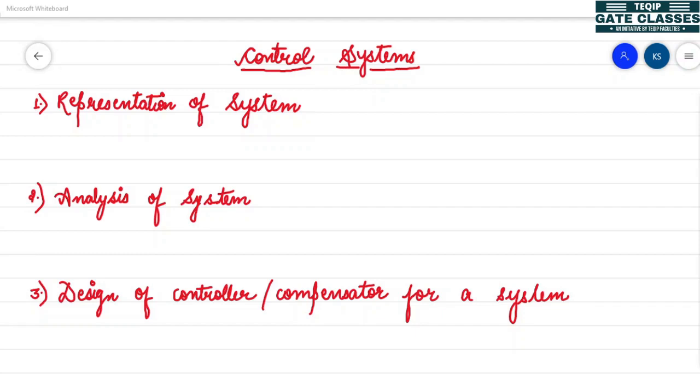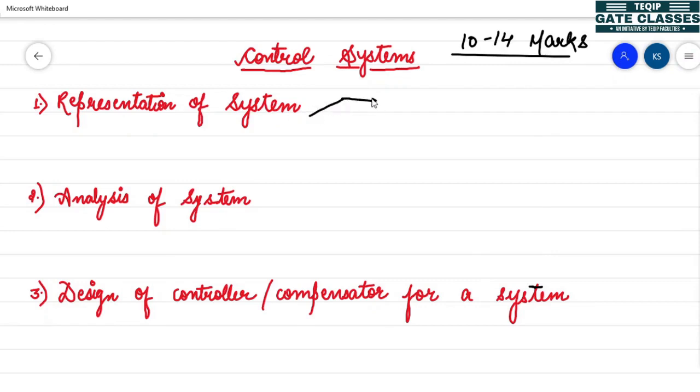Control system subject is basically defined into three categories. First is representation of system, second is analysis of system, and third is design of controller or compensator for the system. Generally, in GATE 10 to 14 marks question will come from this subject.